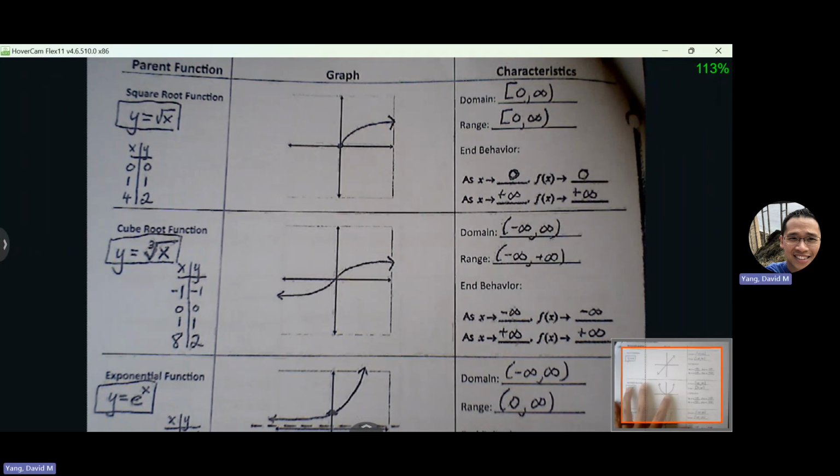Next up, cube root functions. Cube root functions kind of look like a sideways version of a cubic function. Domain and range are both all real numbers, just like cubic functions are.